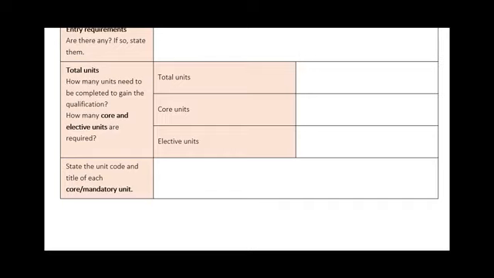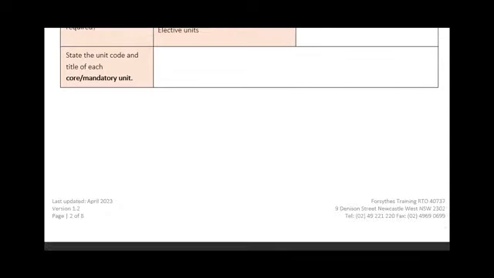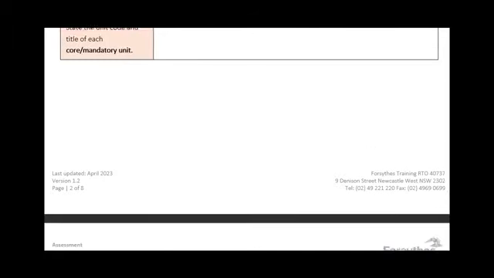Okay, the total number of units, how many core units or mandatory units? Some qualifications still call them mandatory units, some call them core units. And then how many elective units are required. Then you're required to state the unit code and title of each of the core or mandatory units. So you could copy and paste that over.